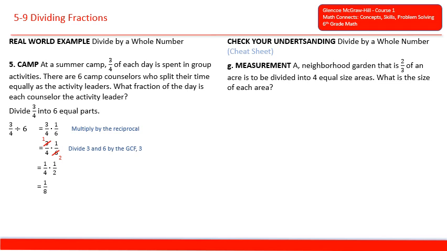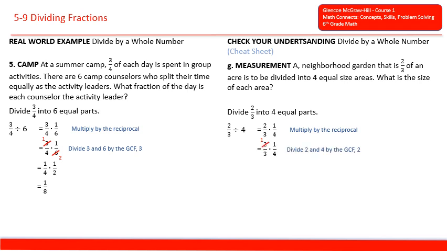Measurement. A neighborhood garden that is 2/3 of an acre is to be divided into 4 equal size areas. What is the size of each area? So we have to divide 2/3 into 4 equal parts. So it's going to be 2/3 divided by 4. And we can rewrite that as 2/3 times 1/4, which is 2/3 times the reciprocal of 4. And we can divide out 2, the greatest common factor of 2 and 4. And then multiply across. 1 times 1 is 1, and 3 times 2 is 6. And that is the answer.